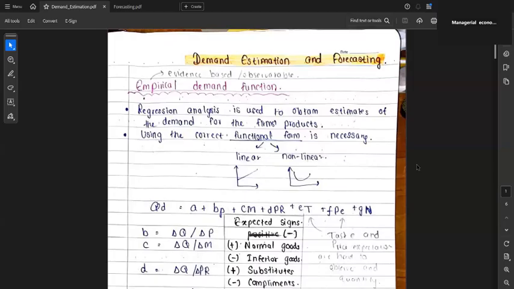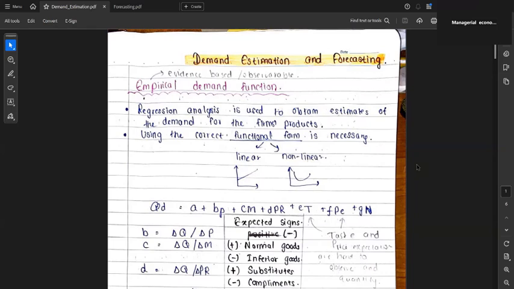Hi guys, this is the third lesson of Managerial Economics, demand estimation and forecasting. First, we are trying to estimate the demand function, and then we are going to use it in order to forecast the demand for the future periods. Okay, so the empirical demand function. Empirical means evidence-based or observable.